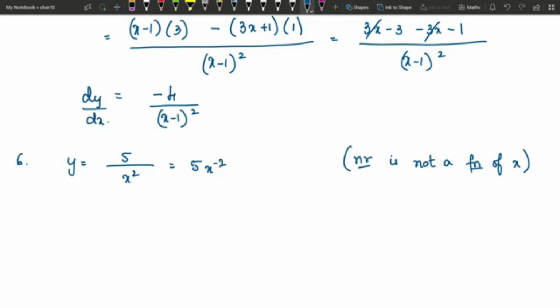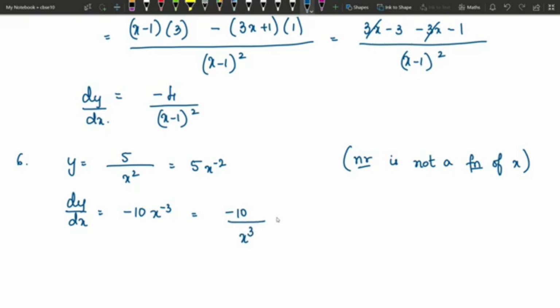Okay, now the function is 5 into x power minus 2. Now we will find the derivative of this. There is a coefficient, so 5 into minus 2 is minus 10 into x power 1 less. So minus 2 is there, 1 less is minus 3. And now take this x cube to the denominator so that the power becomes positive. X power minus 3 becomes x power plus 3. Now this is your answer.